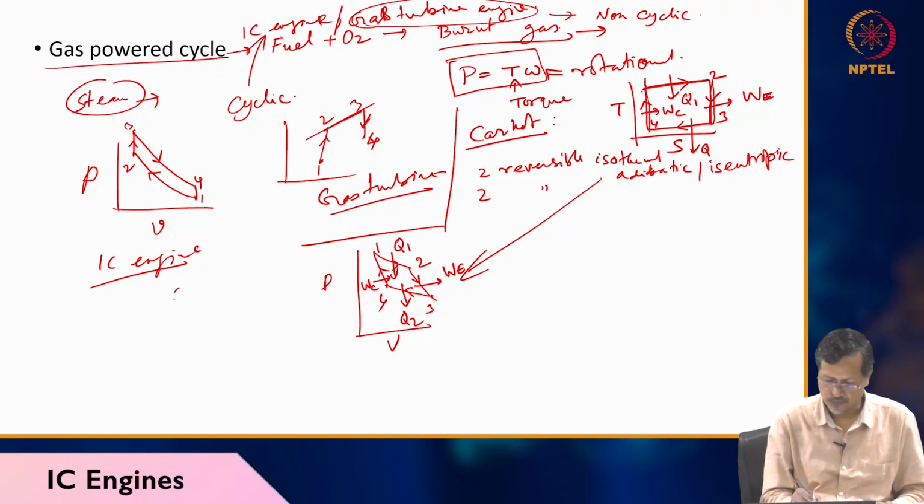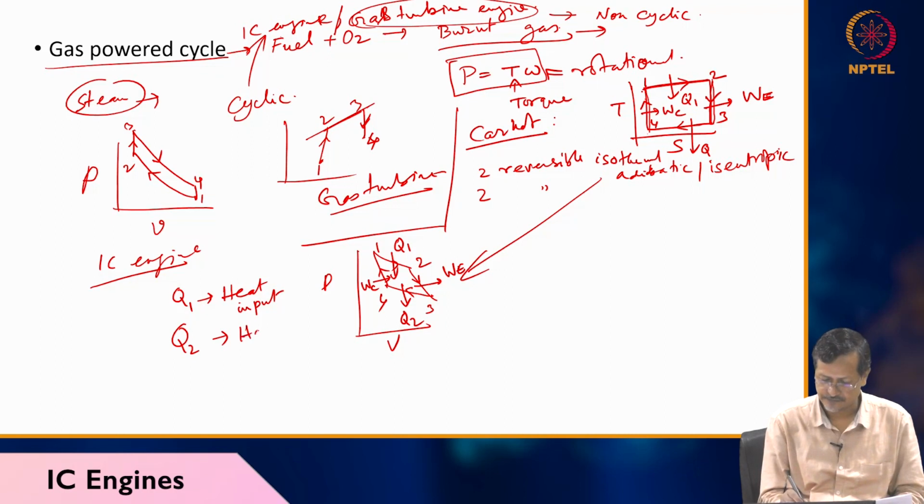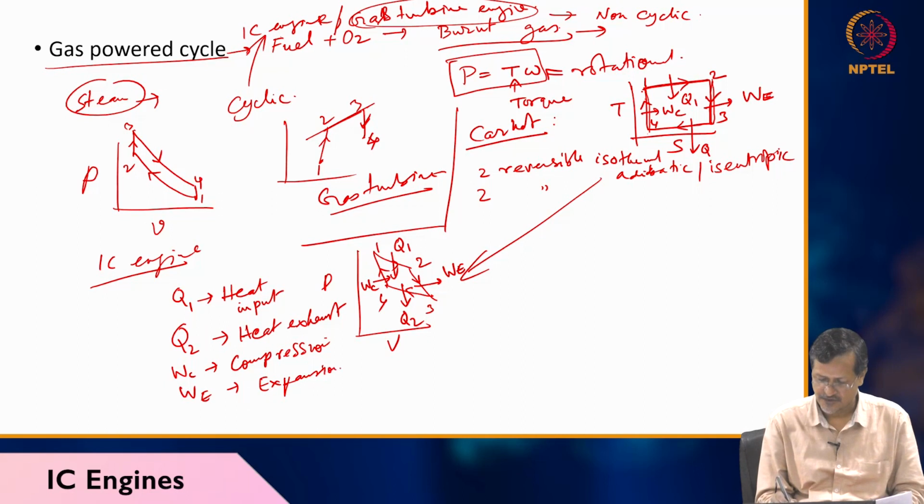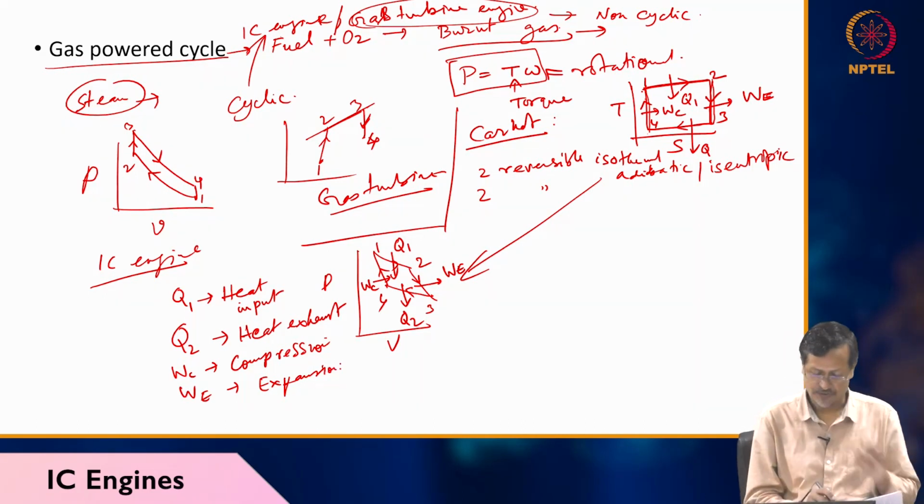So compression work is happening, expansion work, or we are getting work output, heat input, heat output. Q is heat. Q1 heat input, Q2 heat output, heat exhaust, and WC compression, WE expansion process. So what is this compression expansion process?